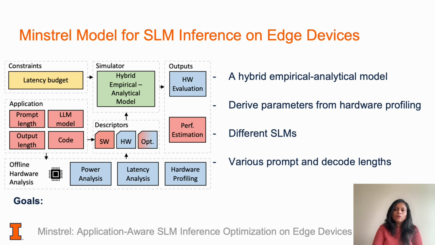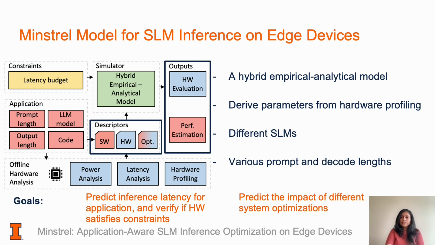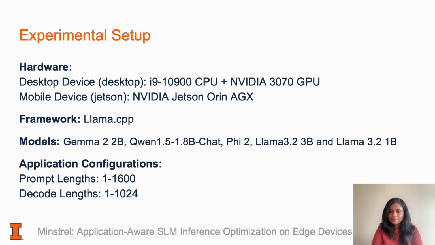The goals of the model are, first, given different constraints, can we predict the inference latency and verify if a hardware satisfies the constraints? And second, given different optimizations, can we predict the impact on inference latency?